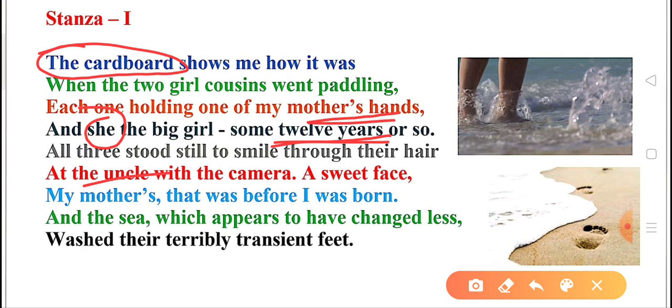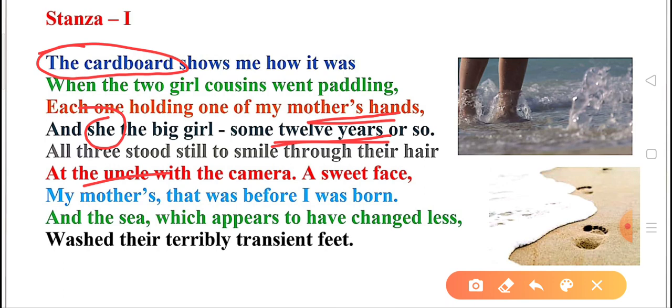And she says, a sweet face, my mother's, that was before I was born. She says that when my mother was young, she was a very pretty girl. She was a very beautiful girl. Her face was very cute and beautiful.